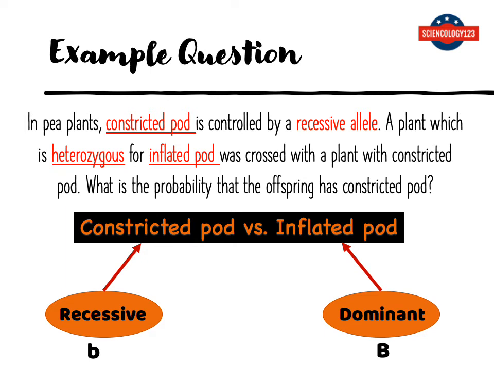As mentioned during my last video, allele must always come in pair. Constricted pod must have both lowercase b to show its feature, whereas for inflated pod, the question has mentioned that it is heterozygous, so it has different allele of gene, which is one uppercase letter B and one lowercase letter b.